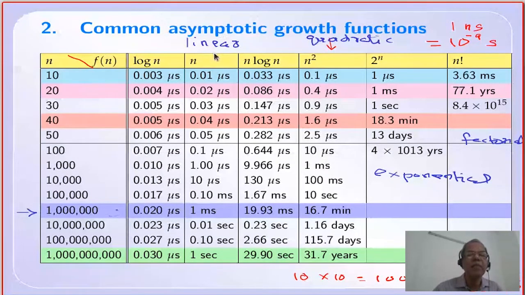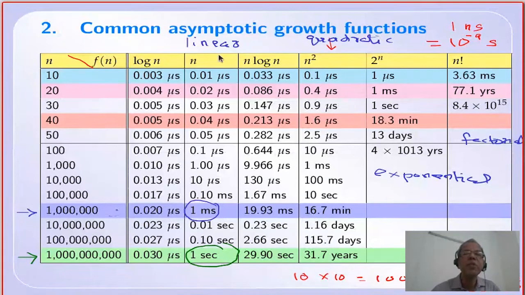How about linear time algorithm? Even for an input of size 1 million, it is still only 1 millisecond. Oh, even for 1 billion, not at all bad. So a linear time algorithm is excellent. If the running time increases linearly with the input size, that's an excellent algorithm. Okay. But we are hardly lucky to get a linear running time algorithm for solving a problem.